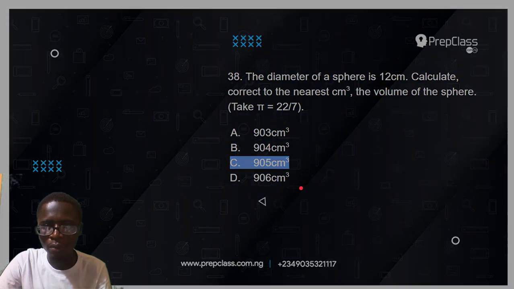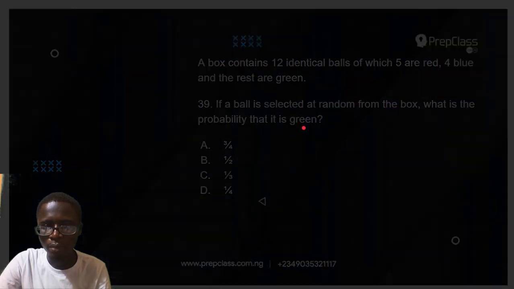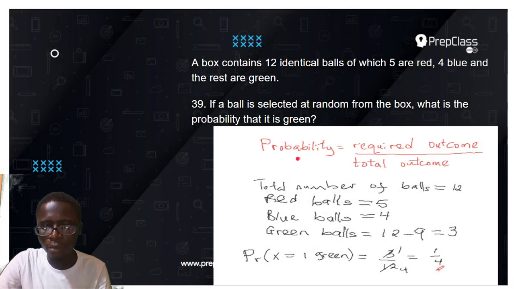Moving up to the next question. It says a box contains 12 identical balls, of which 5 are red, 4 blue, and the rest are green. So they said, if a ball is selected at random from the box, what is the probability that it is green? The probability that the ball will be green. So if you look at what we have, probability is defined as required outcome, the ratio of that required outcome to total outcome. So total number of balls were given as 12.